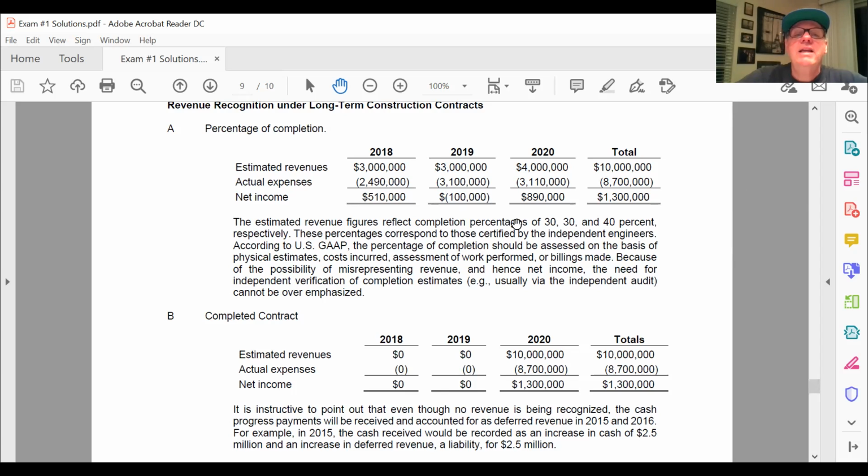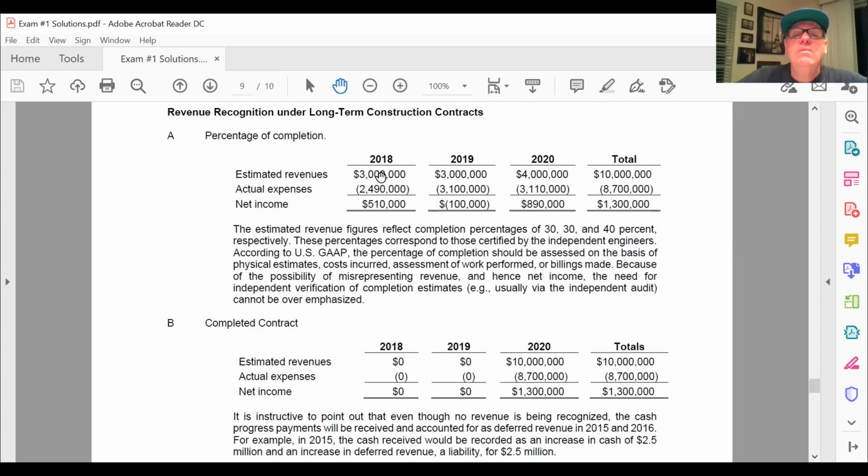Now, the biggest mistake that was made here was the estimated revenues. The estimated revenues were $10 million, which was also the total amount that we received. But the recognition of revenue is not the amount received. It's the percentage of income that should be recognized on the contract based on the engineering estimates. The engineers estimated 30% the first year, 30% the second year, and 40% the third year. That's where I got these numbers.